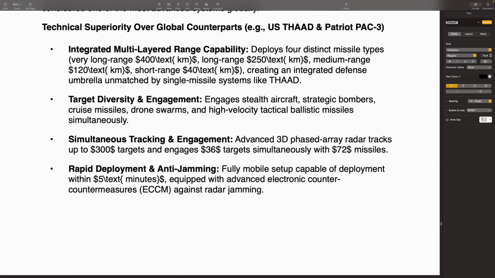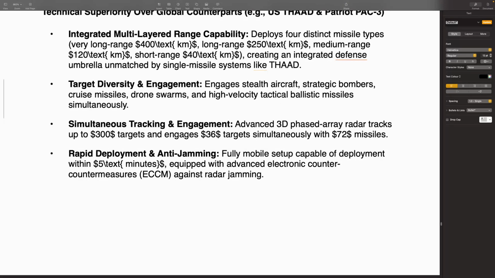Target diversity and engagement. It engages stealth aircraft, strategic bombers, cruise missiles, drone swarms, and high velocity tactical ballistic missiles simultaneously. Simultaneous tracking and engagement: an advanced 3D phased array radar tracks up to 300 targets and engages 36 targets simultaneously with 72 missiles.